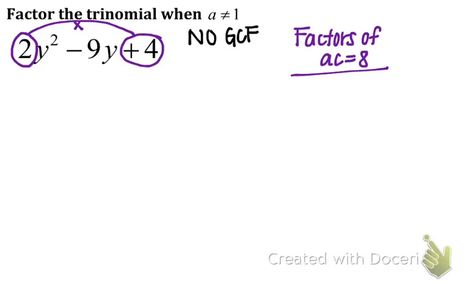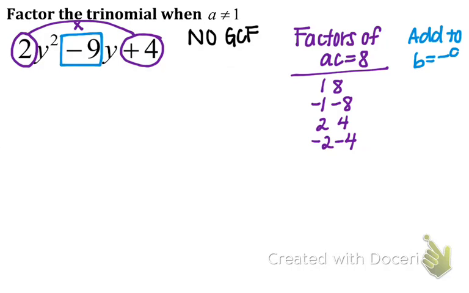So, let's list all of our factors of 2 times 4, which is 8. We have positive 1 and positive 8, negative 1 and negative 8, positive 2 and positive 4, and negative 2 and negative 4. In our next step, we're going to identify our b term, which is negative 9, and we're going to look for which two factors add to equal our b term, which is negative 9. So we're going to add these factors on the left and see what we get on the right.